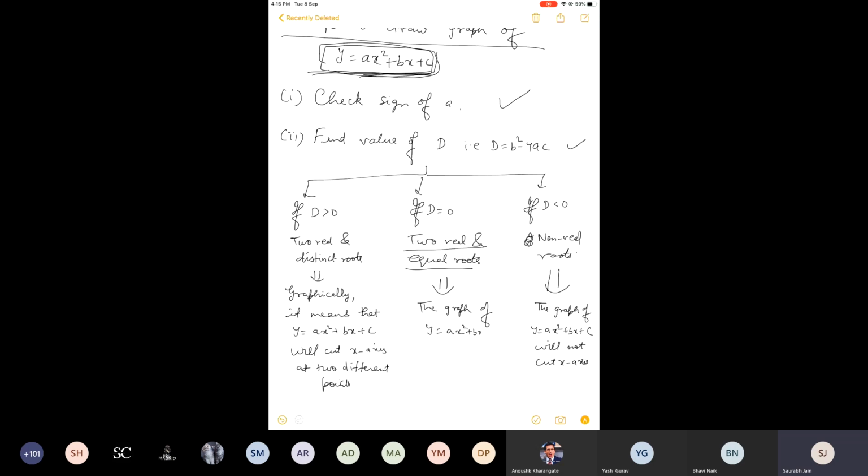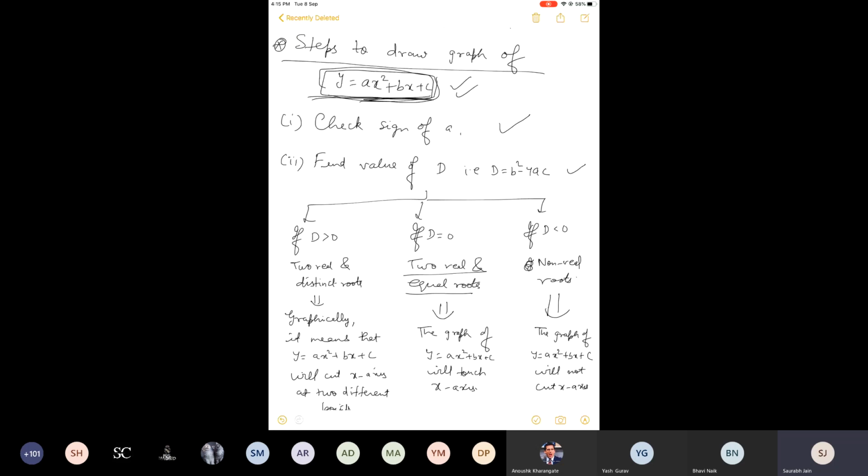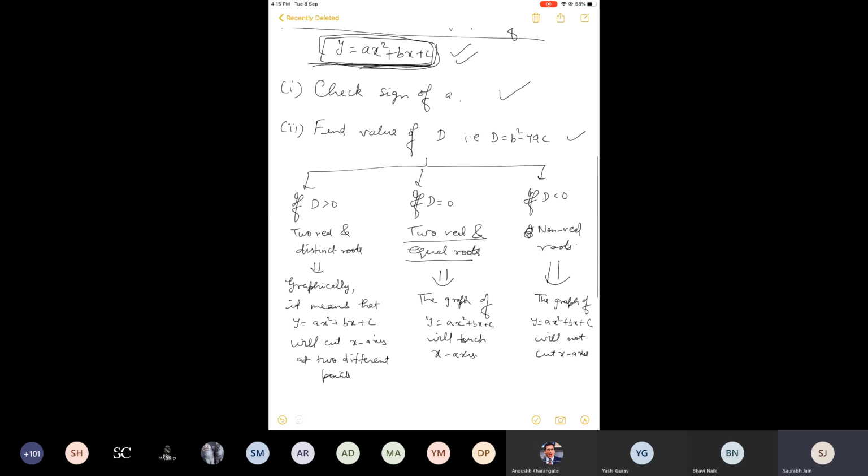So once again, we want to draw a graph which resembles y equals ax square plus bx plus c. First of all, I will find the sign of a. If it is positive, the parabola will open upward. If it is negative, the parabola will open downward. After that, I will find the discriminant, that is b square minus 4ac. Depending on its sign, I will decide whether the parabola is going to cut the x-axis at two points, touch the x-axis, or not cut the x-axis. This is the second point. However, the conditions are not complete.